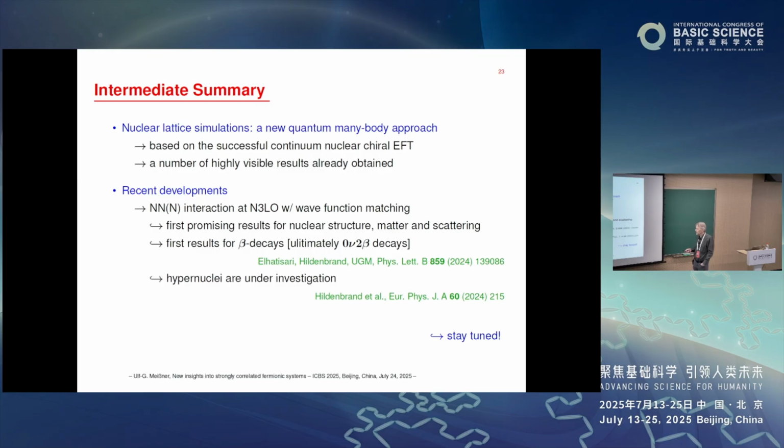We also have first results for beta decays in this paper, and ultimately, of course, we want to calculate neutrinoless double beta decay, because it tells us something about the nature of the neutrino, whether it's Dirac or Majorana, and also hypernuclei under investigation in this paper. So stay tuned for more results.